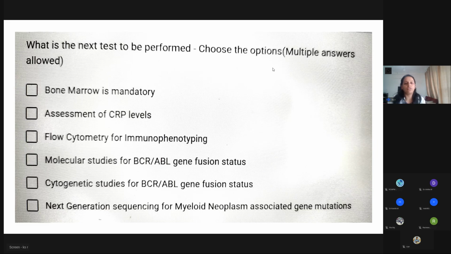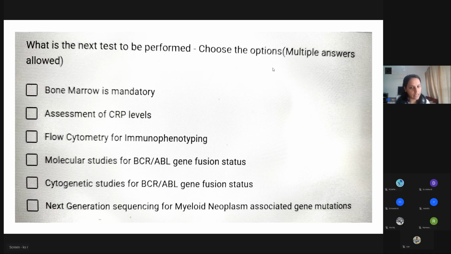And the next question that was asked was, what are the follow-up investigations? The first statement: bone marrow is mandatory. I wouldn't say that it is mandatory, but then again the classic features of increased ME ratio, myelomonocytic differentiation, hypercellular marrow could be appreciated, but bone marrow is mandatory. I wouldn't go with that.